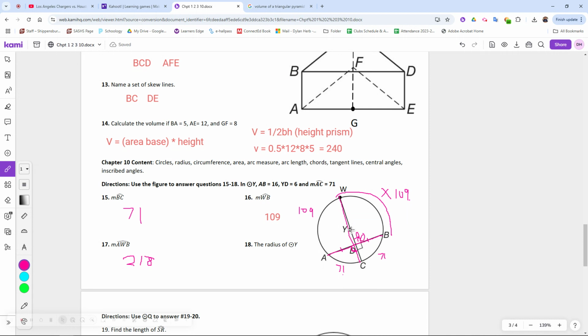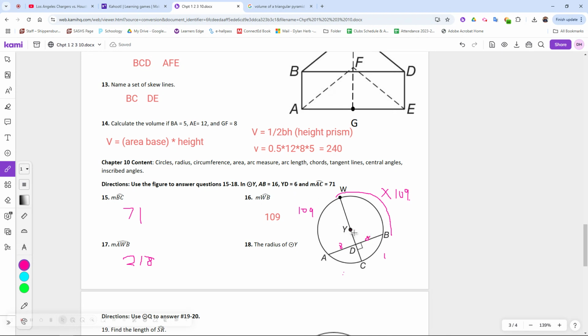So the radius of Y is just the distance from Y to the outside of the circle. We do have some lengths here. Let me erase this junk I got in here. So again, what we do know is that AD and DB are equal. We were given AB, which is the whole distance across. So I know that these are 8.